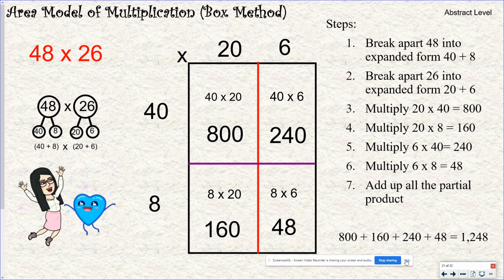1,248. And that's how you use area models and partial products to multiply large numbers.